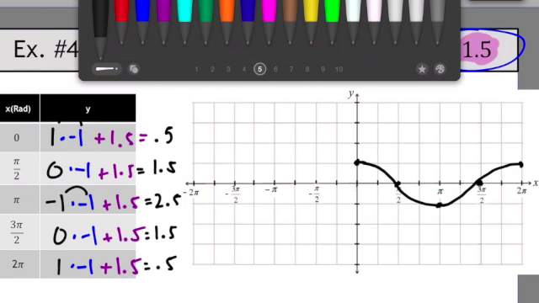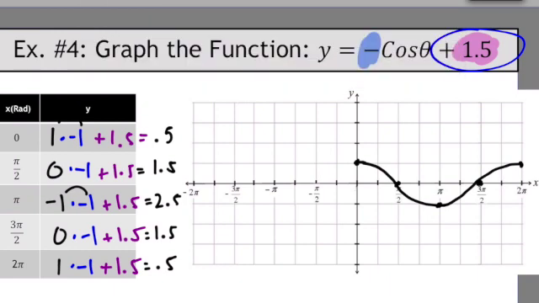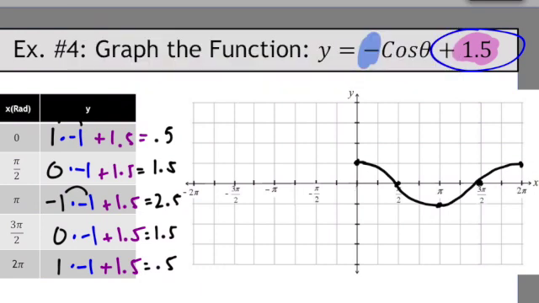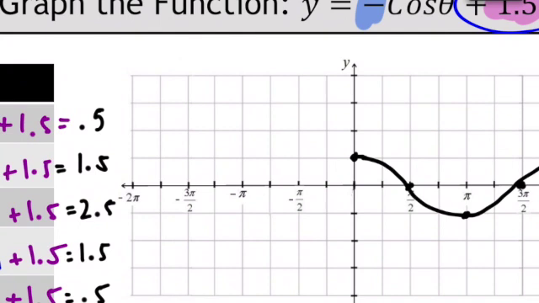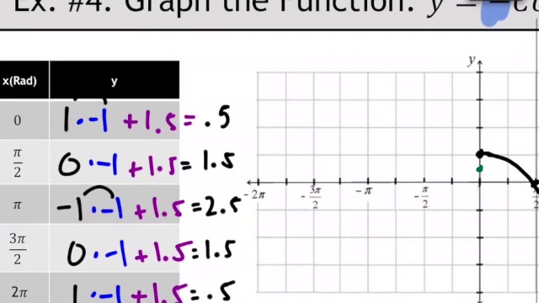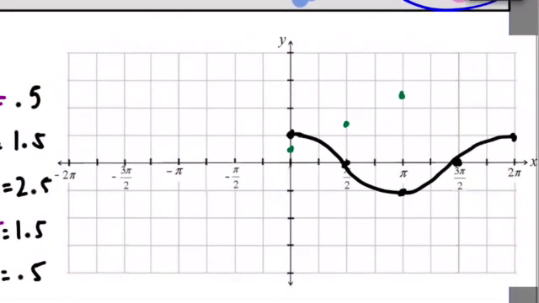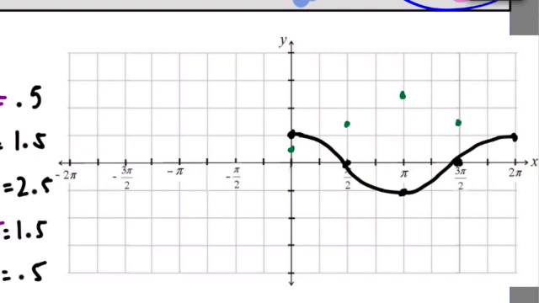All right, so let's graph this out. Actually, I like one of those other colors. Let's use green. So at 0, we go to 1/2. So at 0, I go up 1/2. Then at pi over 2, I go up 1.5. Then at pi, I go up 2.5. Then at 3 pi over 2, I go up 1.5. And then at 2 pi, I'm at 1/2.